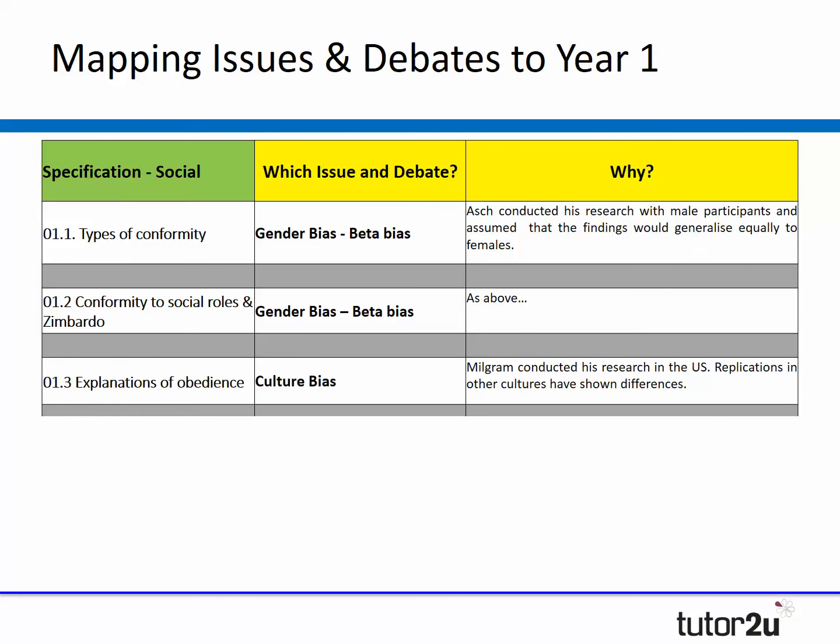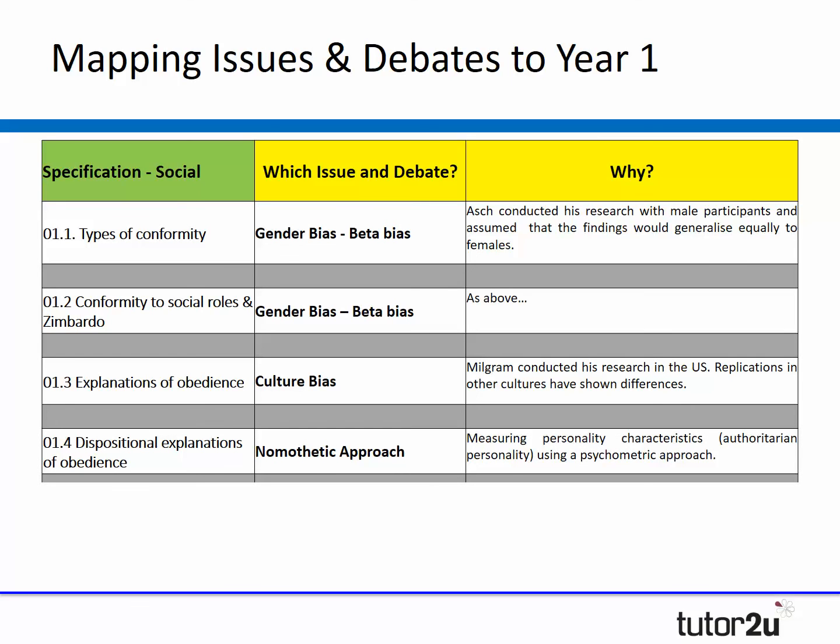Then if we look at explanations for obedience, we've got cultural bias, because we can change it up a little bit and say Milgram conducted his research in the US, and actually replications of the Milgram study show that there are cultural differences across the world, so his findings were culturally biased towards the US. We could look at the dispositional explanations of obedience, which used the Adorno F scale for authoritarian personality, and that's taking a nomothetic approach because it believes we can measure a personality characteristic using a psychometric test, a questionnaire of some description. You're starting to get the idea, I hope.